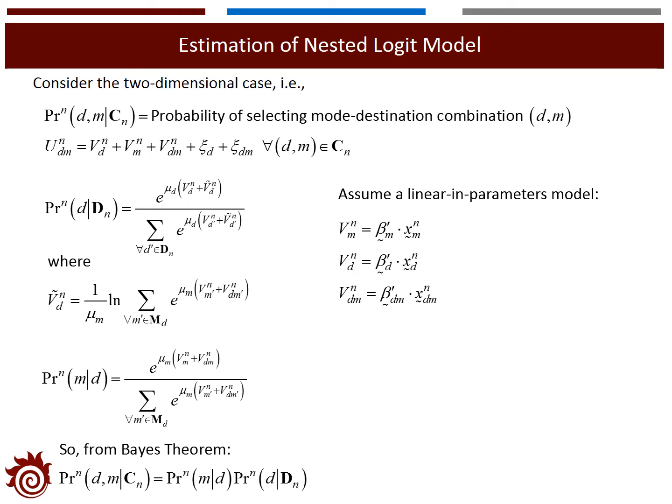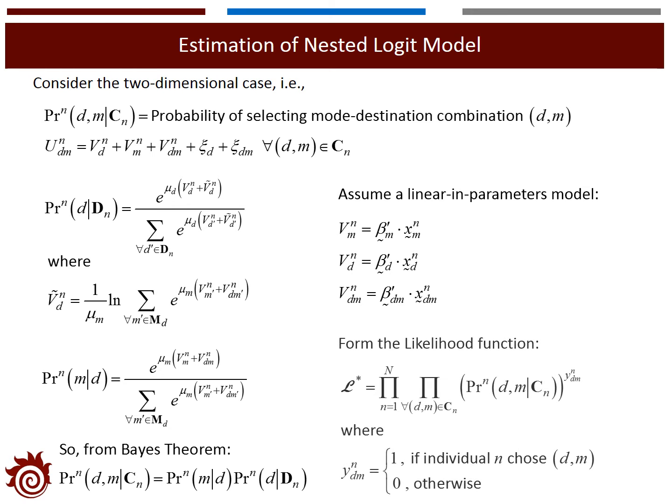Similar to the MNL model, we assume that there is a linear relationship between the attributes and the deterministic utility. That is Vm equal to beta m times xm. Here, beta m is the coefficient and xm is the attribute for the mode m. And similarly, we will have the expression for Vd and Vdm.